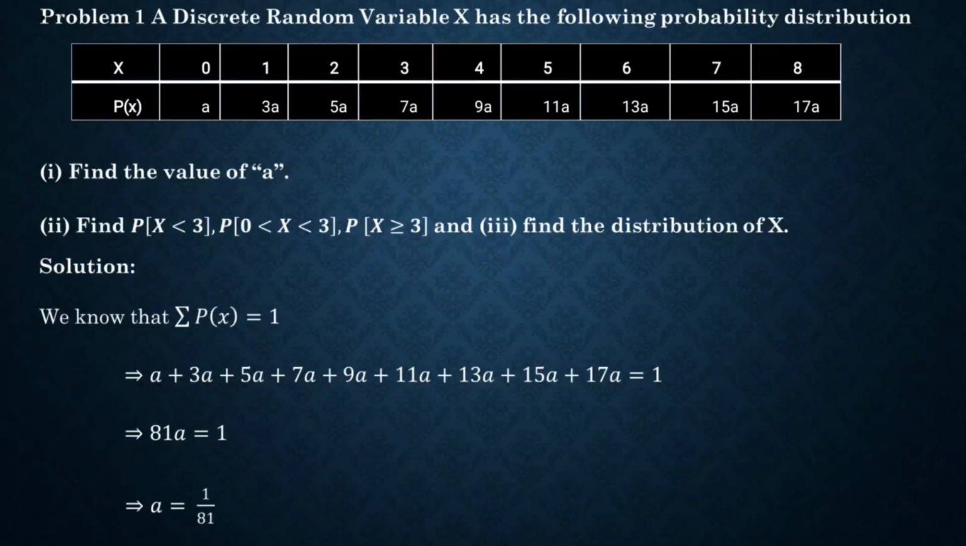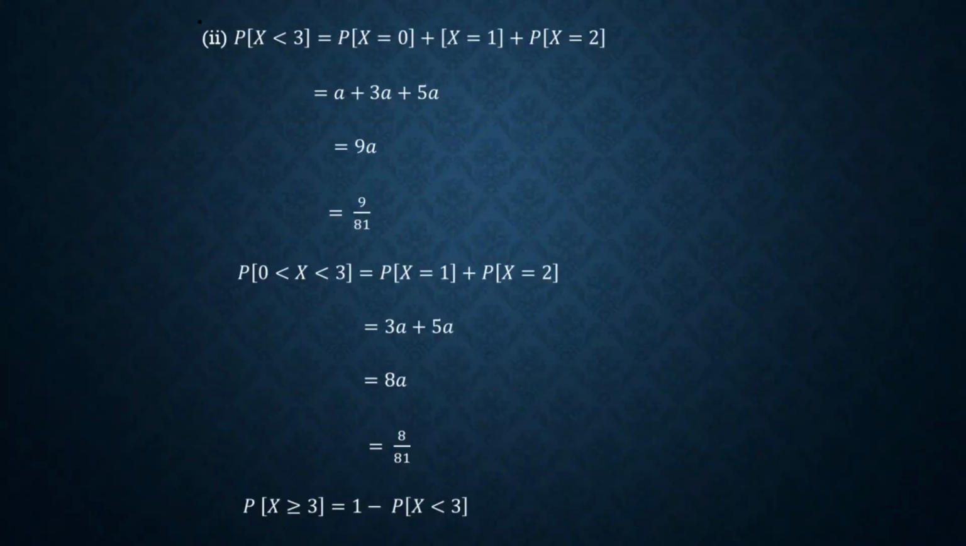First we know that summation p of x equal to 1. So we are adding up all the probabilities which is equal to 1. So we have 81a equal to 1, which implies a equal to 1 by 81. Next, p of x less than 3. X less than 3 means the value of x is 0, 1 and 2. So by adding the corresponding probabilities, that is a plus 3a plus 5a, which is equal to 9a. But already we know the value of a is 1 by 81. So p of x less than 3 is 9 by 81.